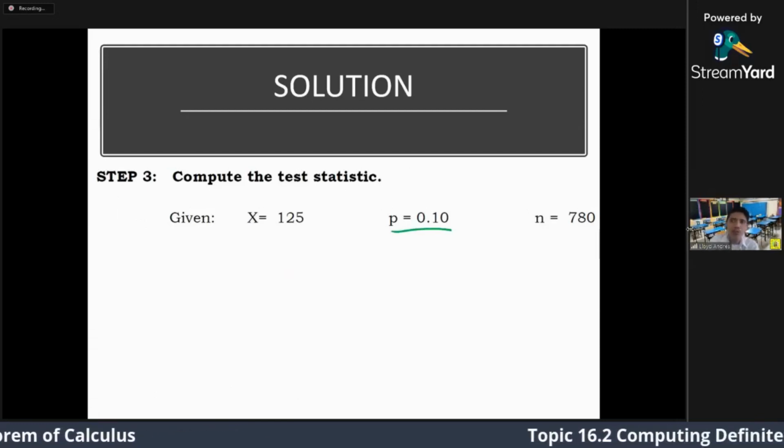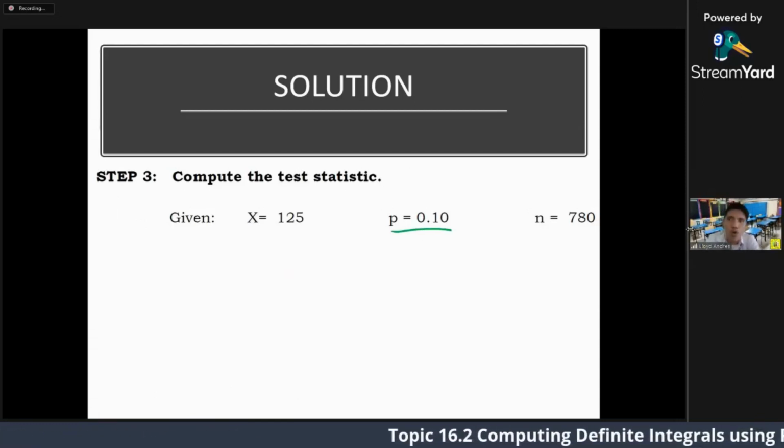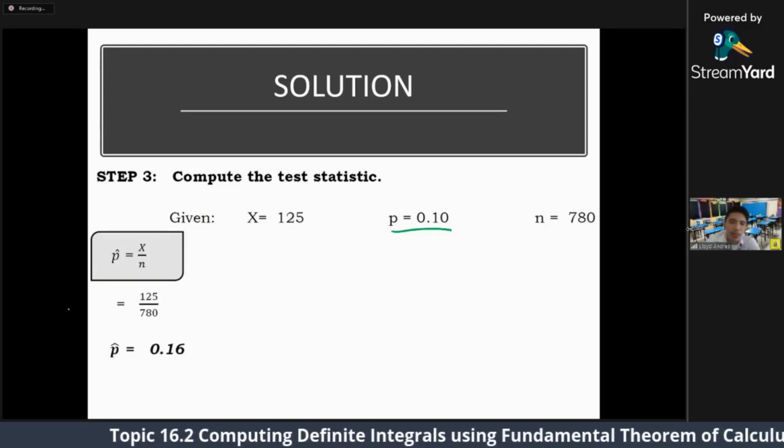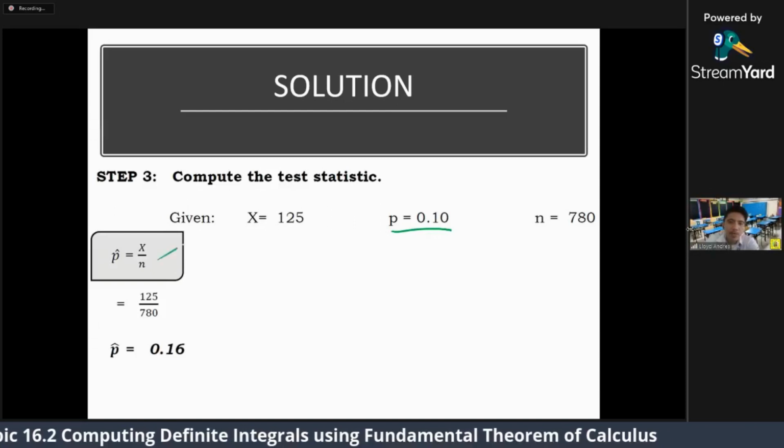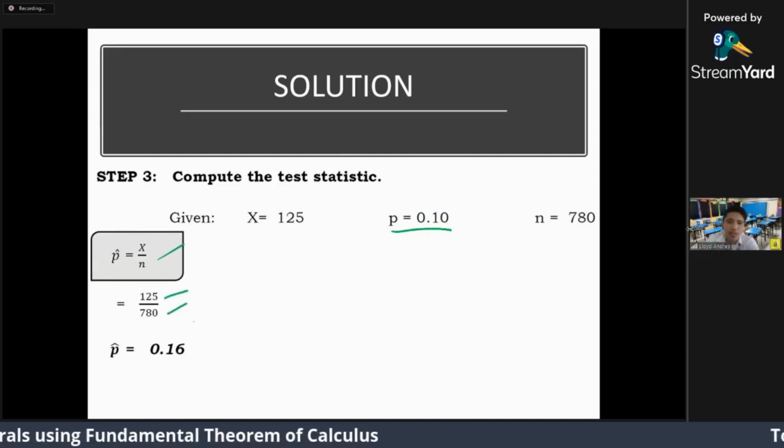We have the population proportion, but we don't have the sample proportion. To solve that one, we use this formula: X divided by N. Our X is 125 out of 780. So, our sample proportion is 0.16.